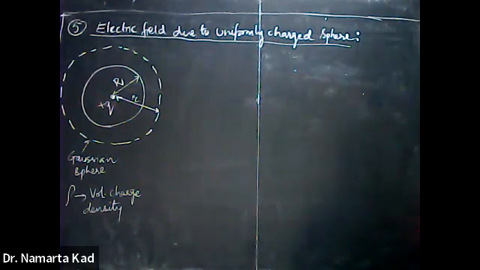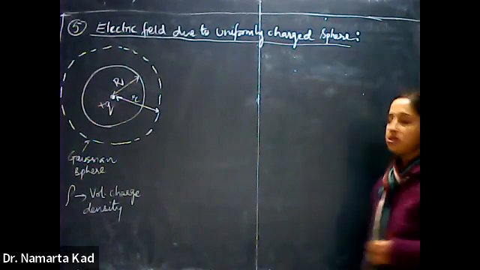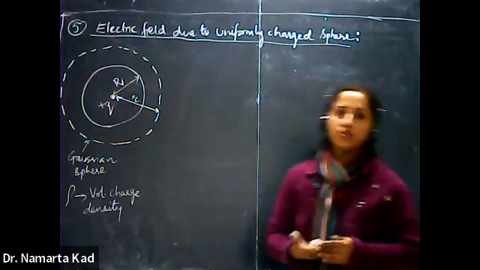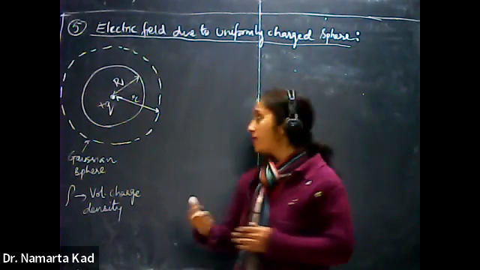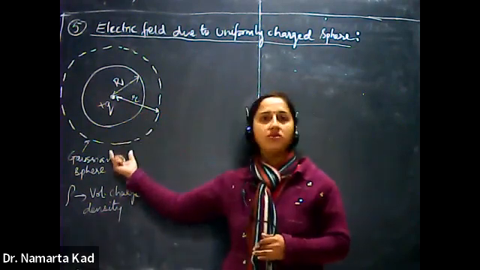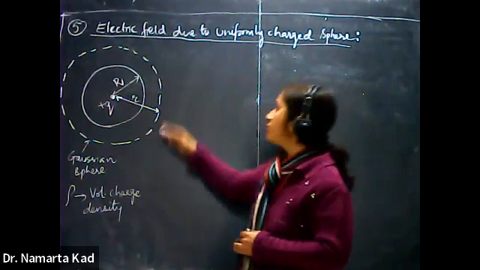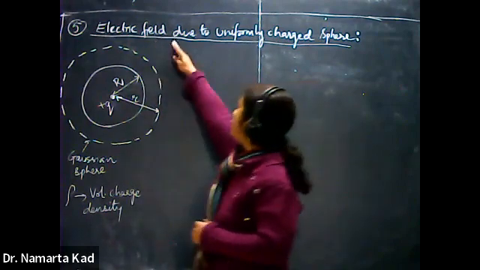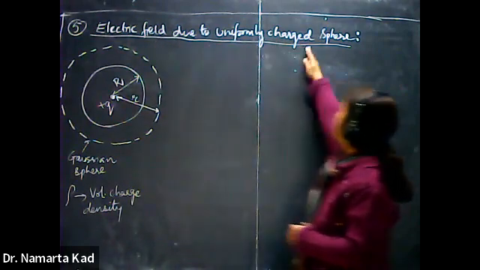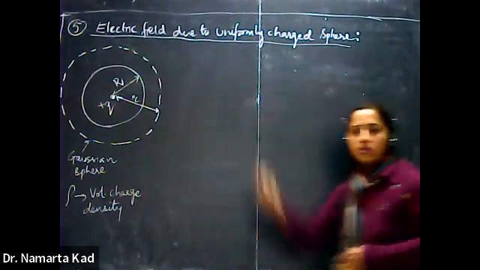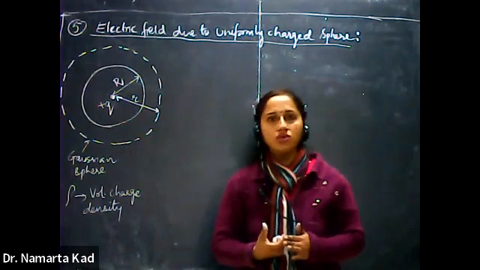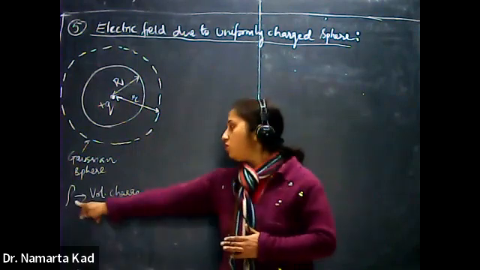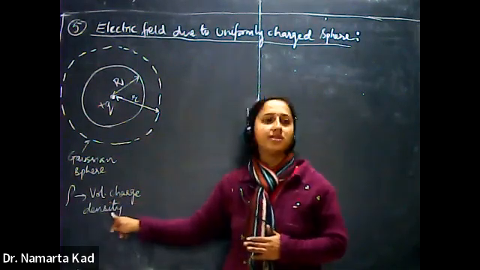Now let's start with the fifth application, in which the charge is uniformly distributed over a volume, and that volume is taken in the form of a sphere. So the fifth application is the electric field due to a uniformly charged sphere. We know that when the charge is uniformly distributed over a volume, it is represented by rho, which is the volume charge density.